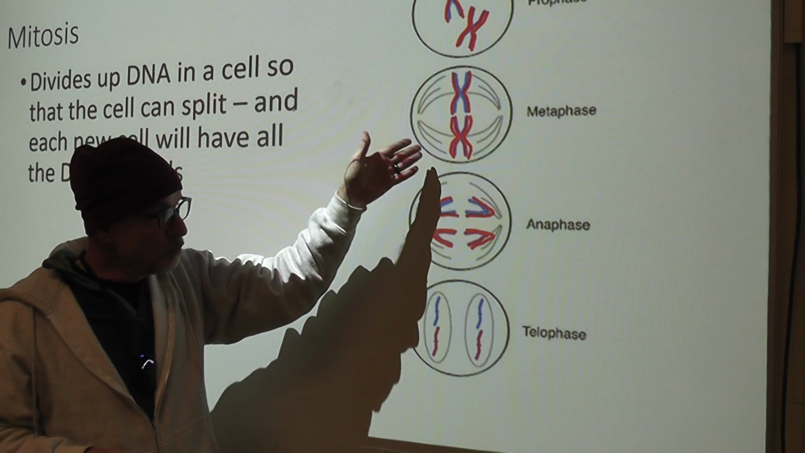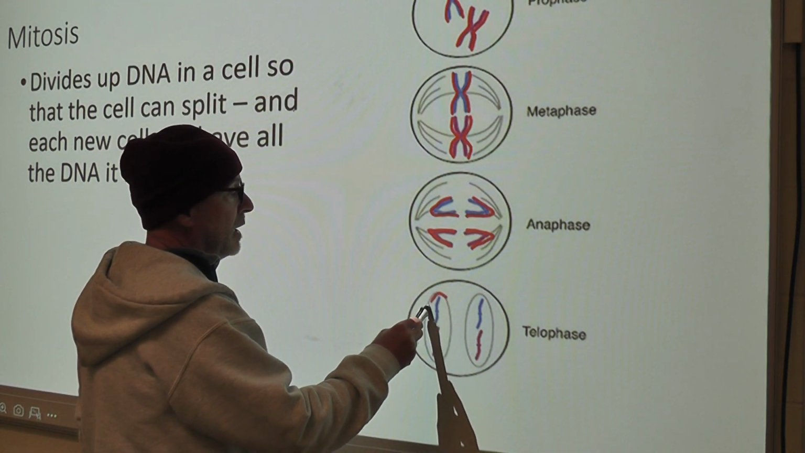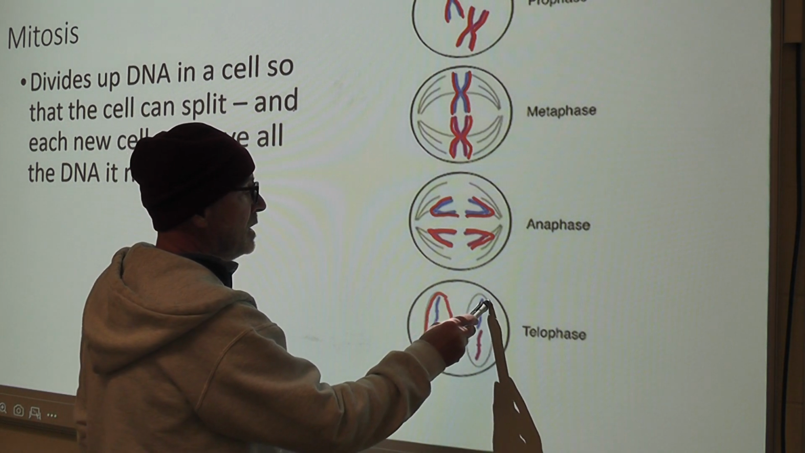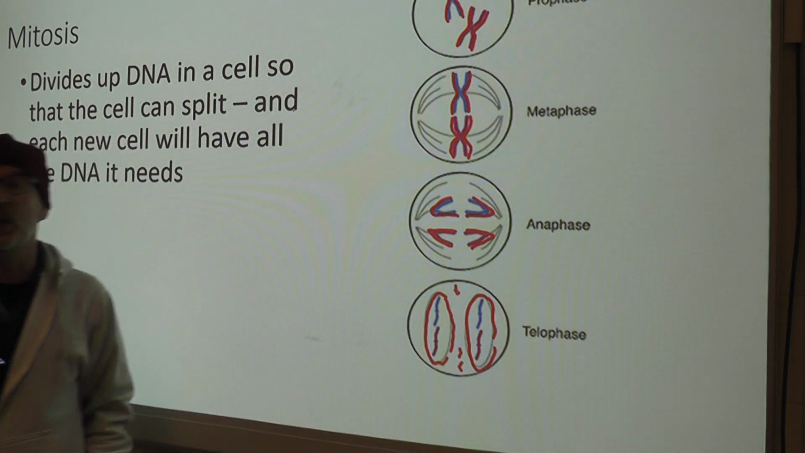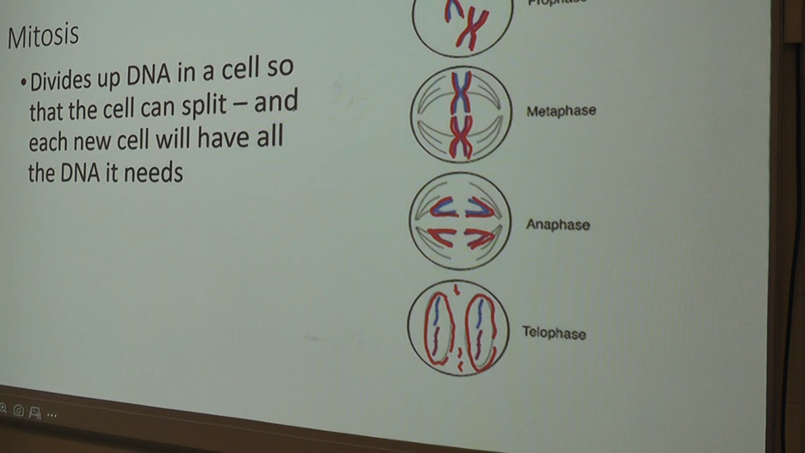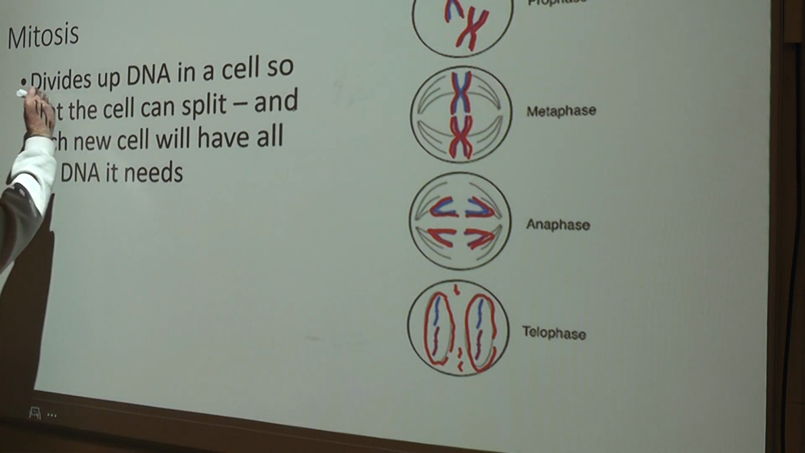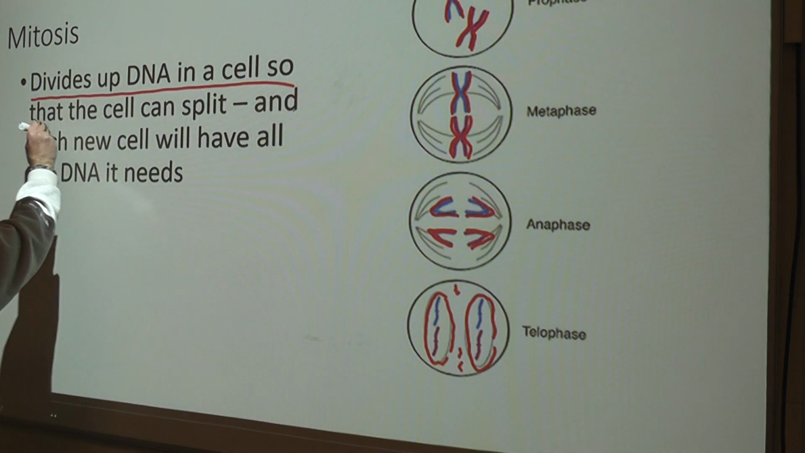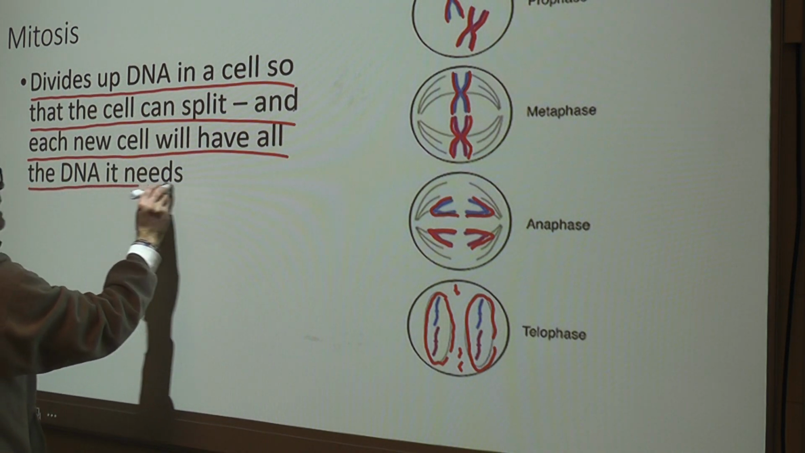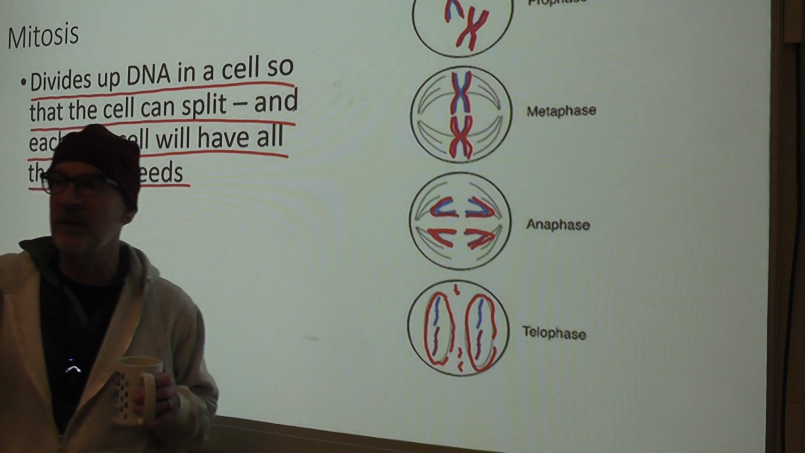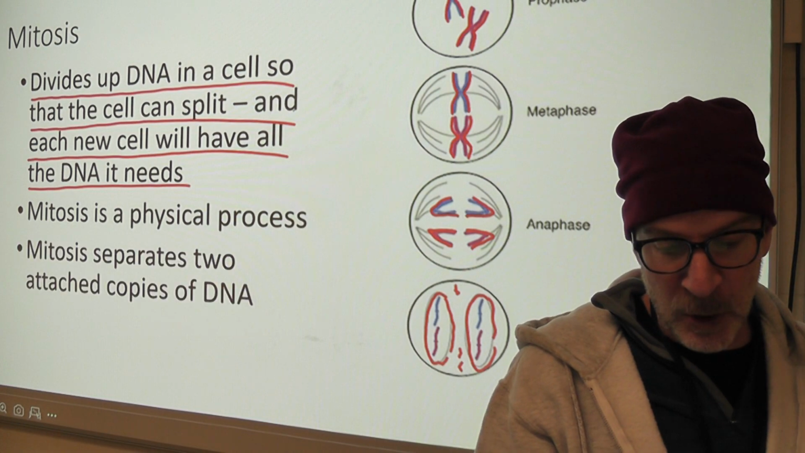And then once the sister chromatids have separated from each other, a nuclear envelope forms around each one, and you start the process of dividing this formerly one cell into two cells, each of which has an unreplicated copy of each chromosome in it. So what mitosis does is it divides up DNA in a cell so that that cell can split. And it does it in such a way that each new cell will have one copy of each chromosome. Those sister chromatids get split up. Okay? And it's a physical process.